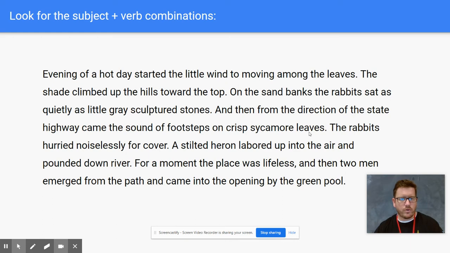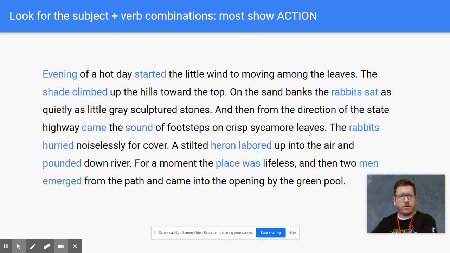The rabbits hurried noiselessly for cover. A stilted heron labored up into the air and pounded down river. For a moment, the place was lifeless, and then two men emerged from the path and came into the opening by the green pool."